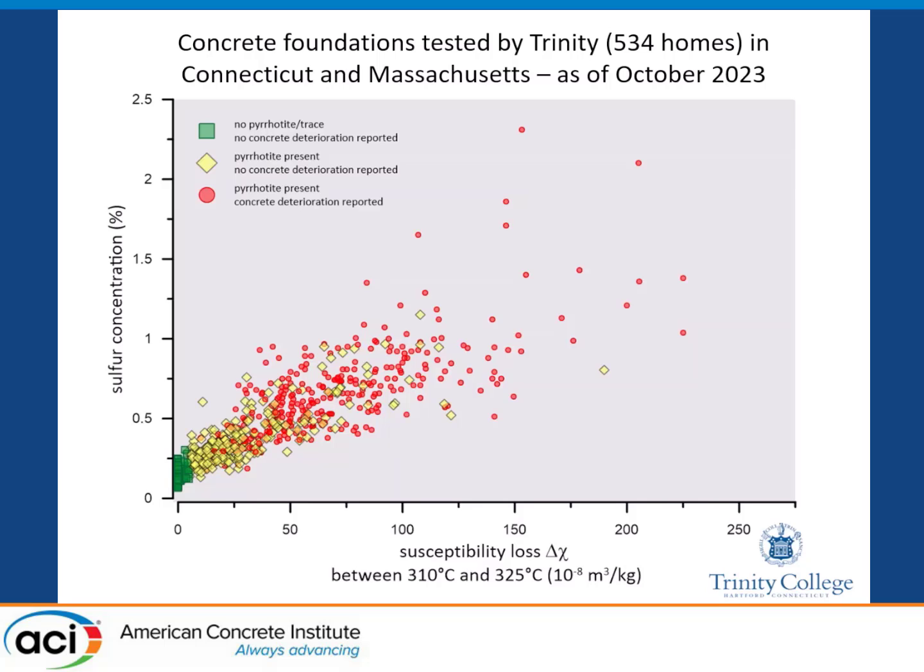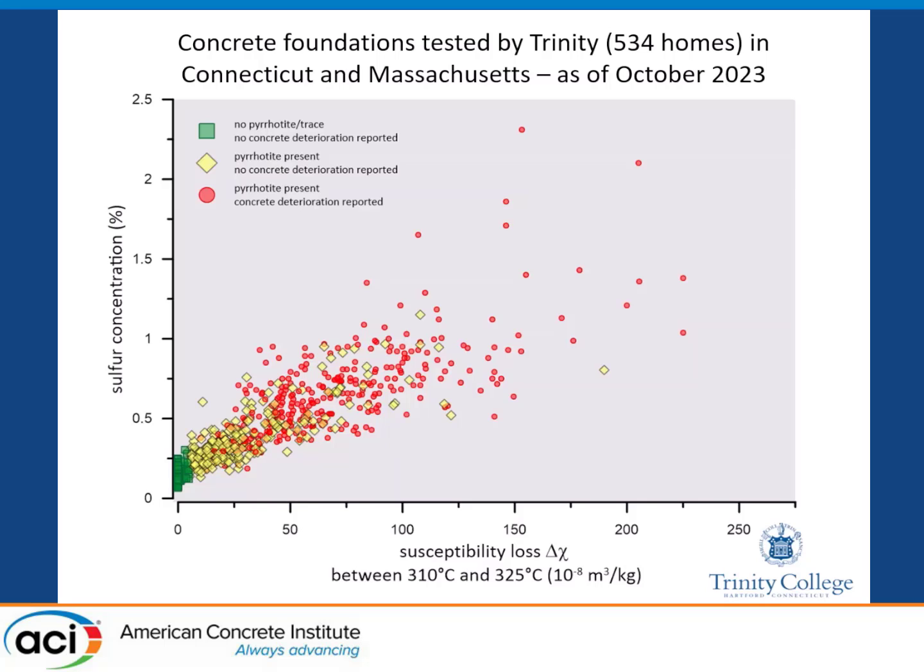Initially this plot was fairly thin with points. It's filled in through time. On the x-axis is this increasing magnetic susceptibility, and on the y-axis is the total sulfur concentration that we measure using a carbon-nitrogen-sulfur analyzer via purge and trap gas chromatography.